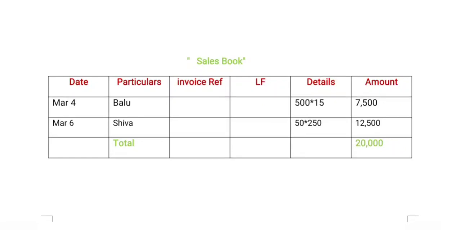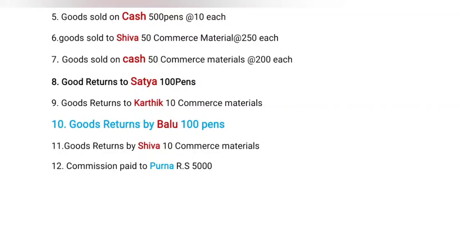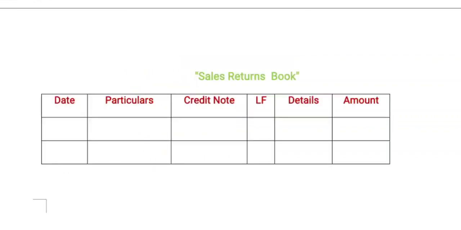Now we are going to another transaction. 10th March, goods returned by Balu, 100 pens. Here we first identify whether it is sales return or purchase return. We have already completed purchase returns, that's the reason it is sales return. Now we are going to the sales return book. It is the pro forma of the sales book.